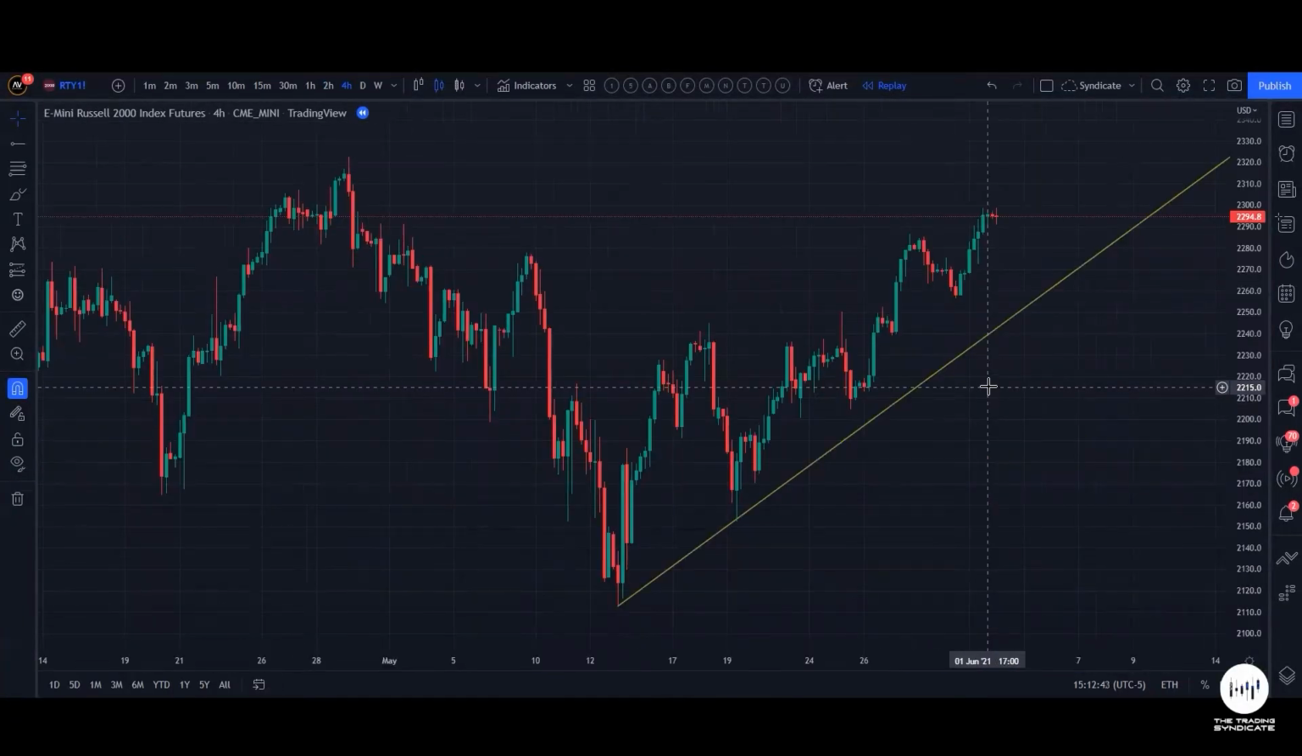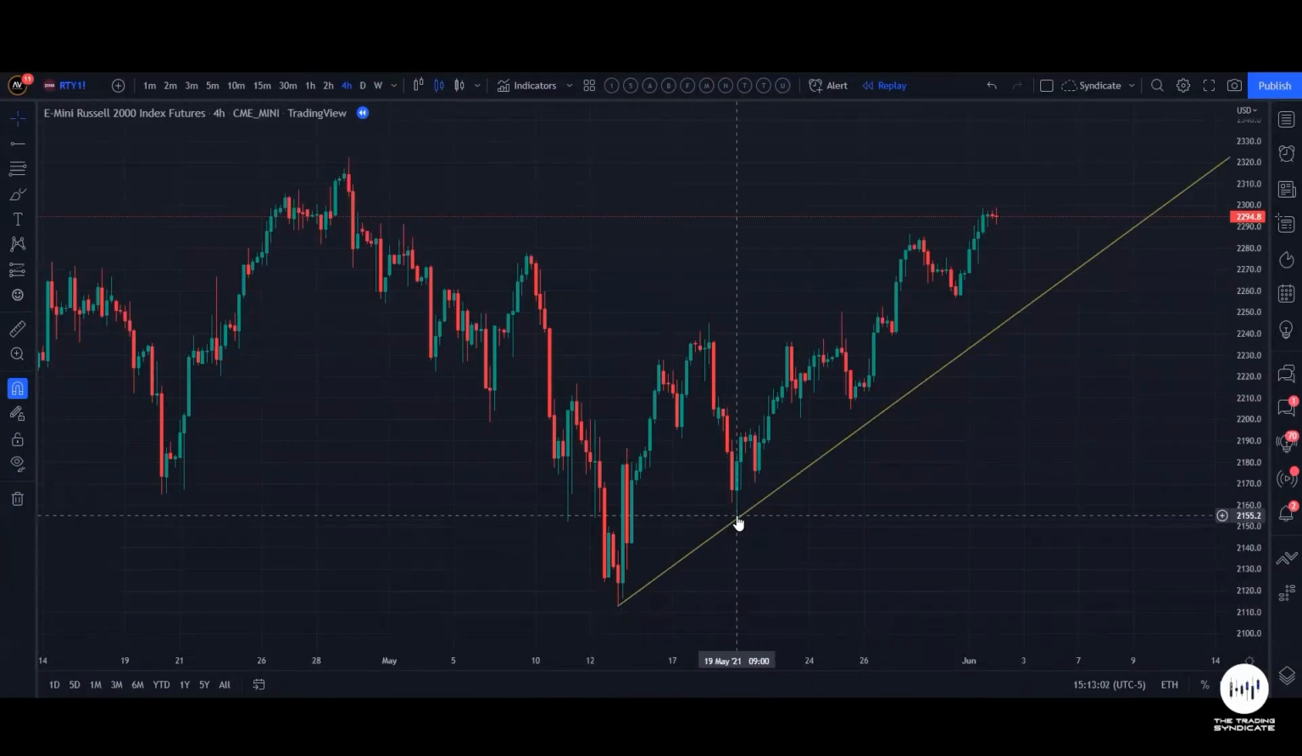A good trick to identify where price is likely to bounce off of is to look for overlapping levels of horizontal and diagonal levels of support and resistance. Take a look at this chart here. We have identified a lower bound for this trend by using the two-touch rule, connecting these two lows down here.